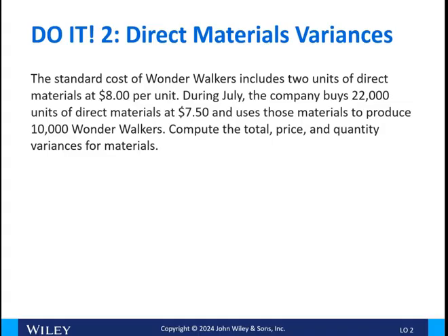So first, let's look at what our standard quantity would be. 2 units of direct materials are needed to produce 1 unit. We produced 10,000 units. We should have used 20,000 units of direct materials.